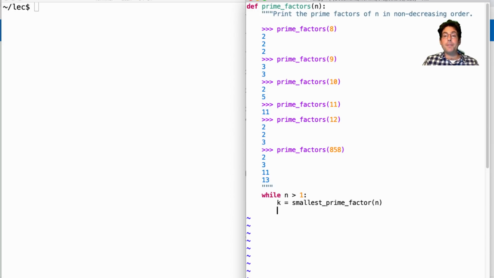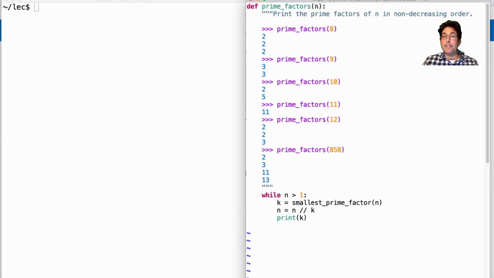If we could do it, then we would divide by it. I can use floor division because I know k evenly divides n. That's part of its definition. I also need to print k out. And I think that's all there is to it. To print the prime factors of n is to find the smallest prime factor of whatever number I'm dealing with.